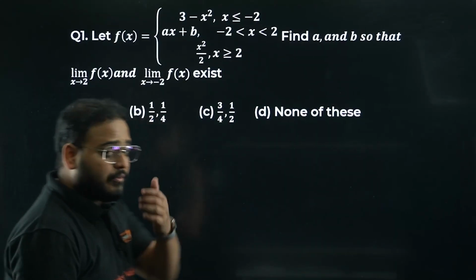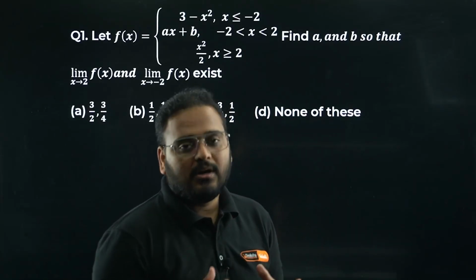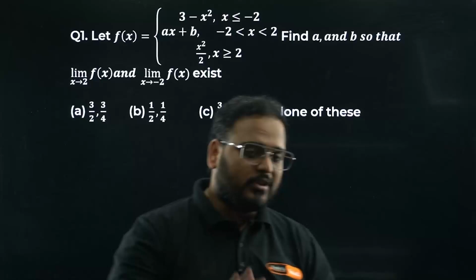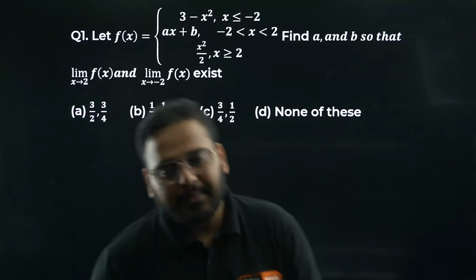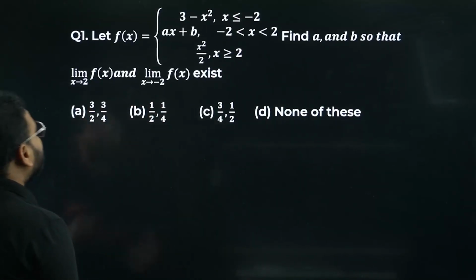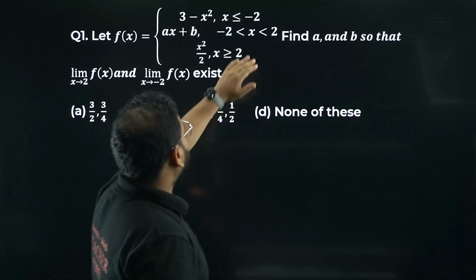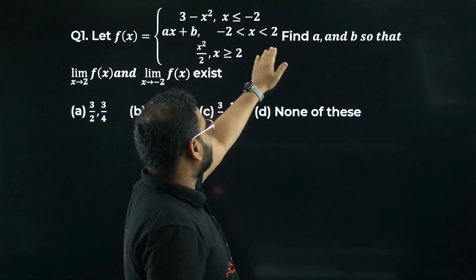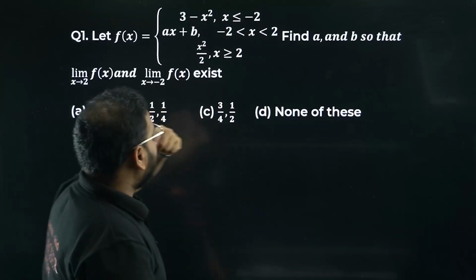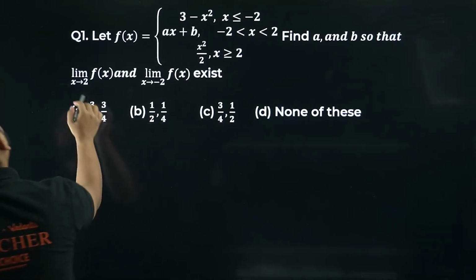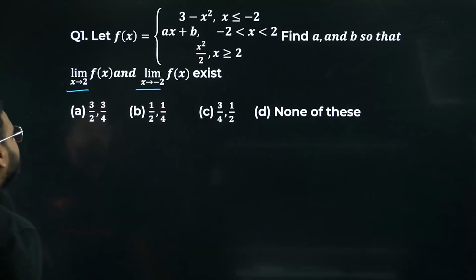Moving on, let's solve the questions we have now. The chapter is over, the concept part is done. I've taken 4 questions. We'll solve all these 4 questions and then complete the chapter. Let's see the first one. Let f(x) equal the given function, with branching given for less than minus 2, between minus 2 and 2, and greater than 2. Find a and b so that the limits at 2 and minus 2 exist for the given function.